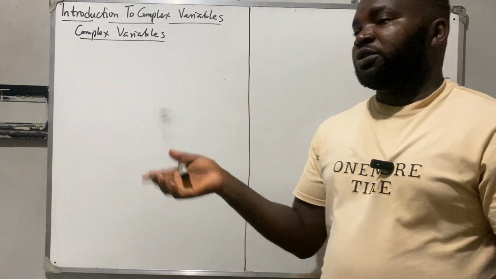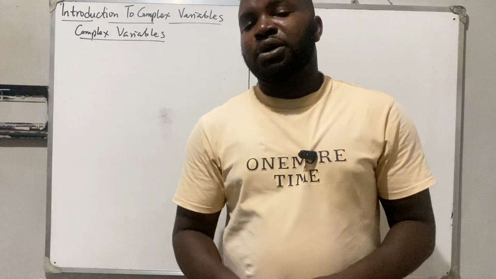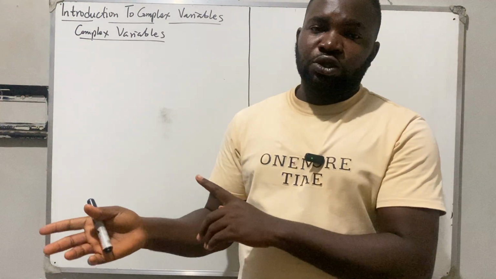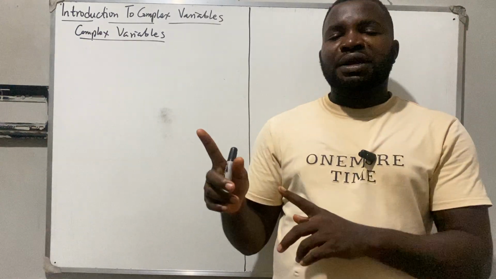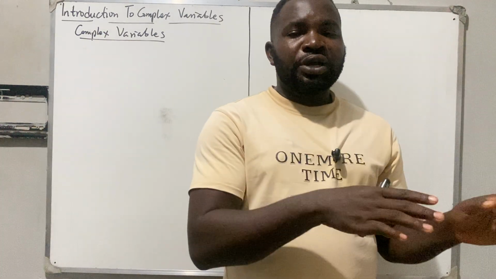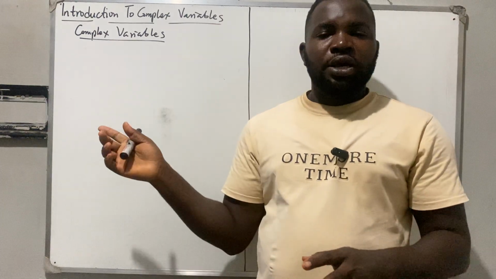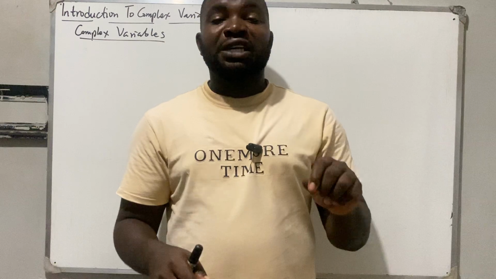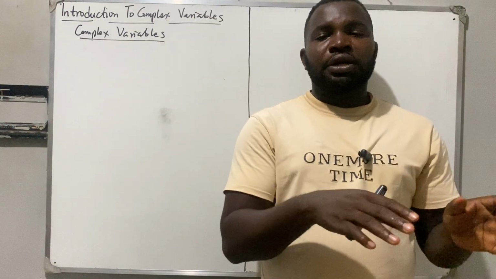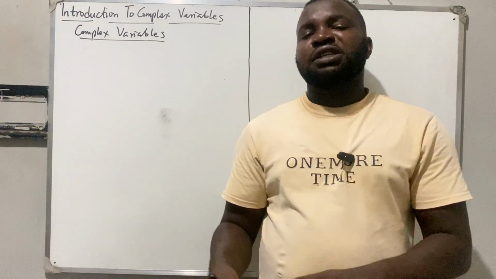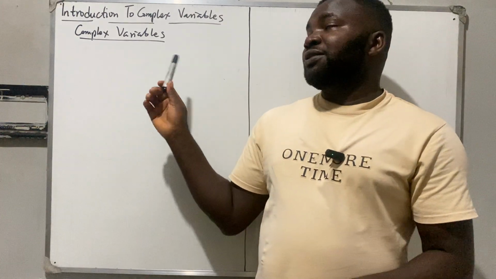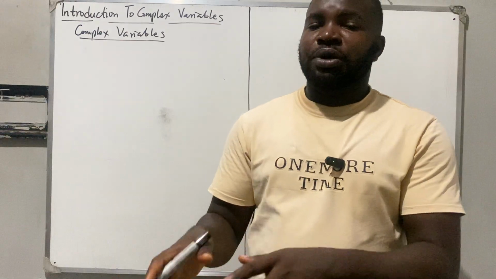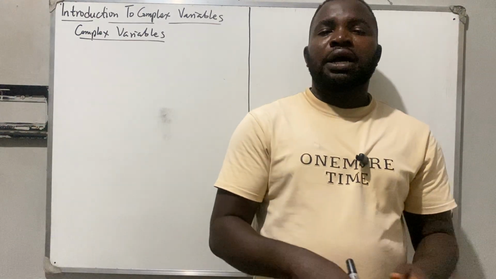In this particular video, we are going to be talking about how to express a complex variable. We are now moving from complex numbers to complex variables. You can remember that a complex number has both a real and an imaginary part. In the same way, a complex variable can be expressed in real and imaginary parts. So that is the first thing we're going to look at: how to express a complex variable, not a complex number, into the real and the imaginary part.